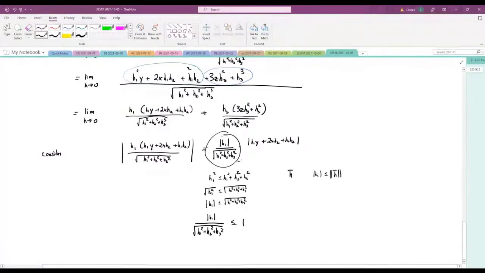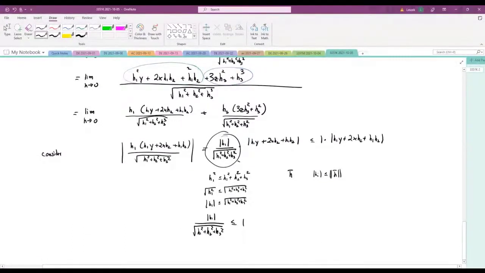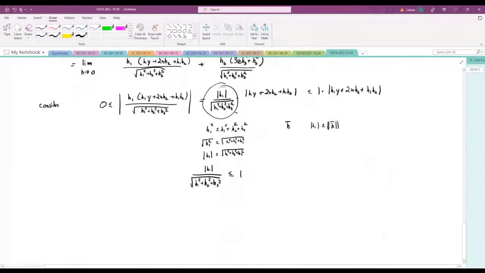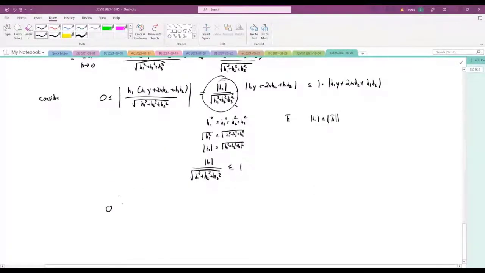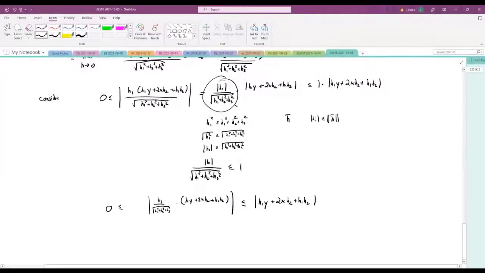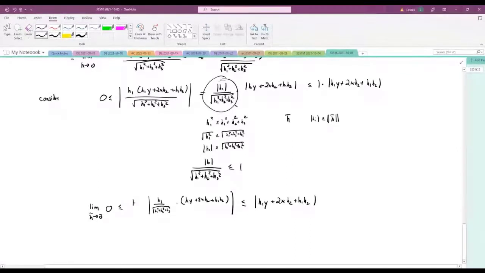Okay, so now we replace this with something we know is bigger, namely 1. And then we apply squeeze, because obviously taking the absolute value, you get something non-negative. So we have that the absolute value of the thing we're interested in is less than this business. So taking the limit as the vector h goes to 0.